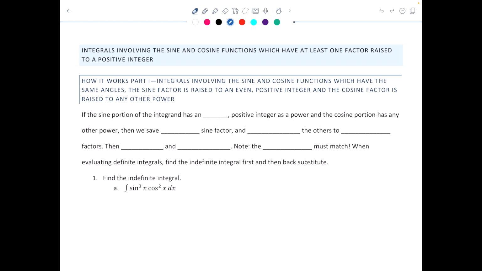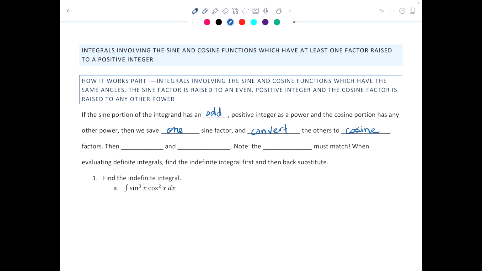If the sine portion of the integrand has an odd positive integer and the cosine portion has any other power, then we save one sine factor and we convert the rest of them to cosine factors. So basically you are realizing that the sine function, with the exception of a negative, is our g prime if cosine is our u sub. If cosine is our g of x, then the derivative of the cosine function is the sine function. Yes, we need a negative, but you can adjust the integral by multiplying by -1 and putting -1 inside.